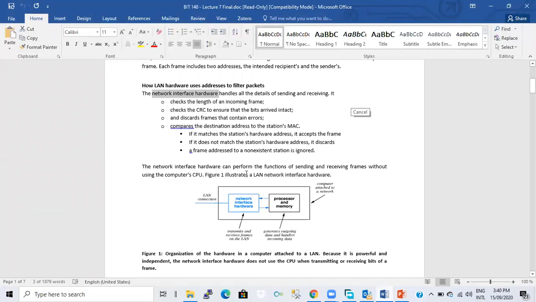The network interface hardware can perform the functions of sending as well as receiving frames without using the computer's central processing unit. Each computer has a central processing unit, but as well as the network interface hardware, it also comes with its own central processing unit. So as data is coming through the network interface hardware, it can be scrutinized as well as processed. Okay.